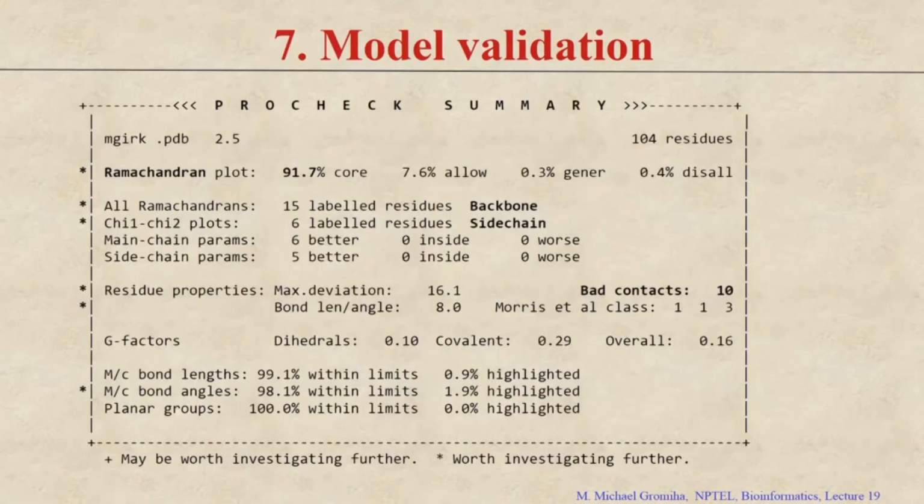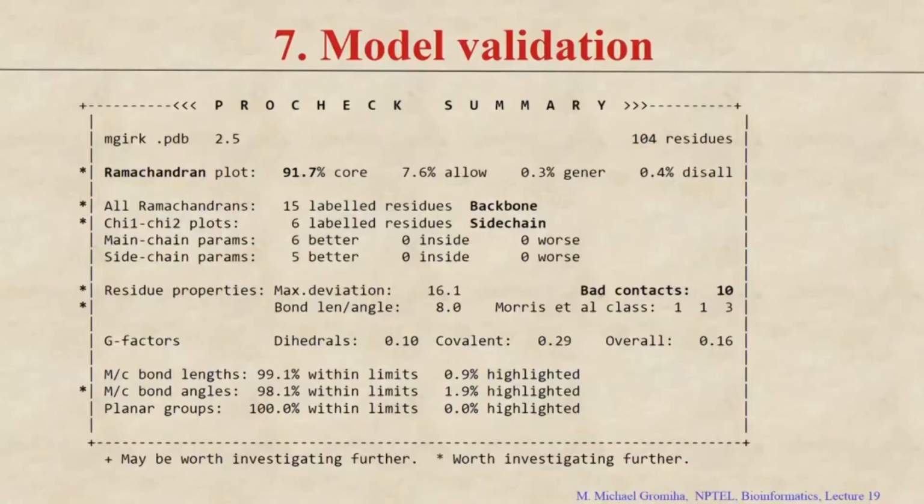So, this is one example you get from ProCheck. You get a structure and submit it to the ProCheck server, and it will identify the bond lengths, bond angles and torsion angles, and how many of them are within the limit. For example, we see 99.1% of bond lengths are within the limit. For the bond angles it is 98.1%, and for the planar groups 100% are within the limit. So, in this case the model is reasonably good.